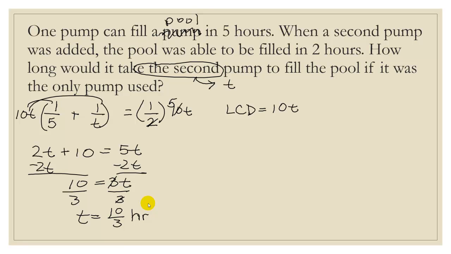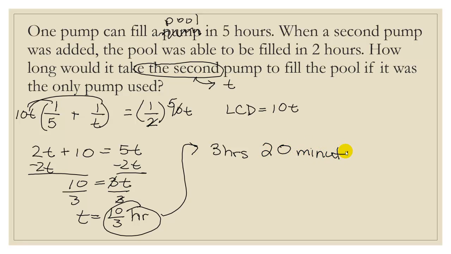Okay, 10/3 of an hour, again, even though this is the right answer, it might be best to express this as a mixed number. So 10/3 of an hour, well, 3 goes into 10 3 times, so it would be 3 hours, plus an extra 1/3 of an hour. Well, 1/3 of an hour, remember, there's 60 minutes in an hour, so 1/3 of 60 minutes would just be 20 minutes. And that's our answer, 3 hours and 20 minutes.